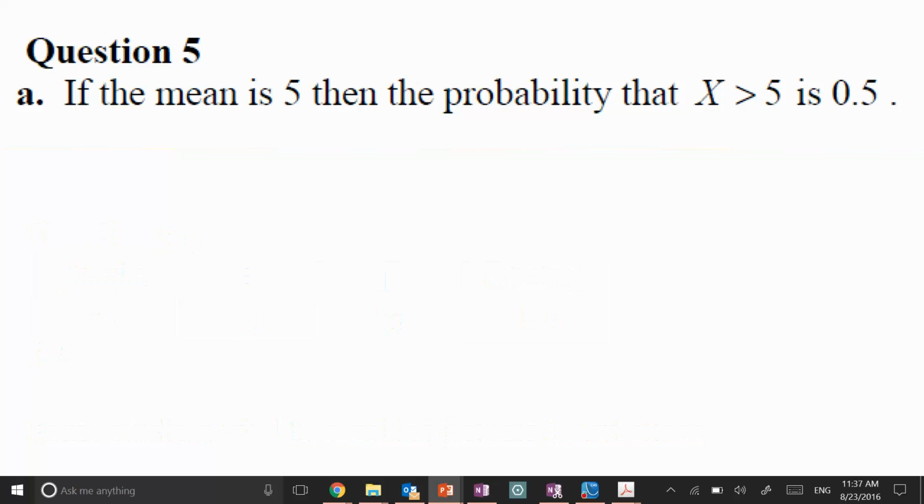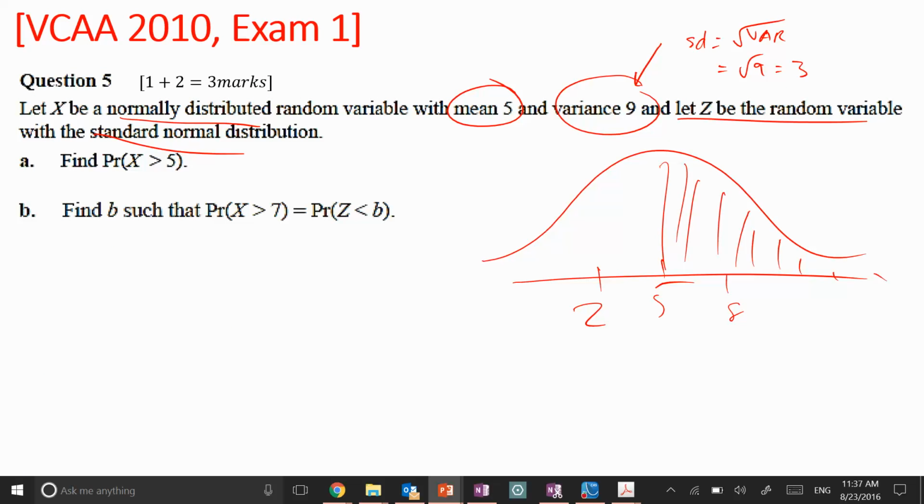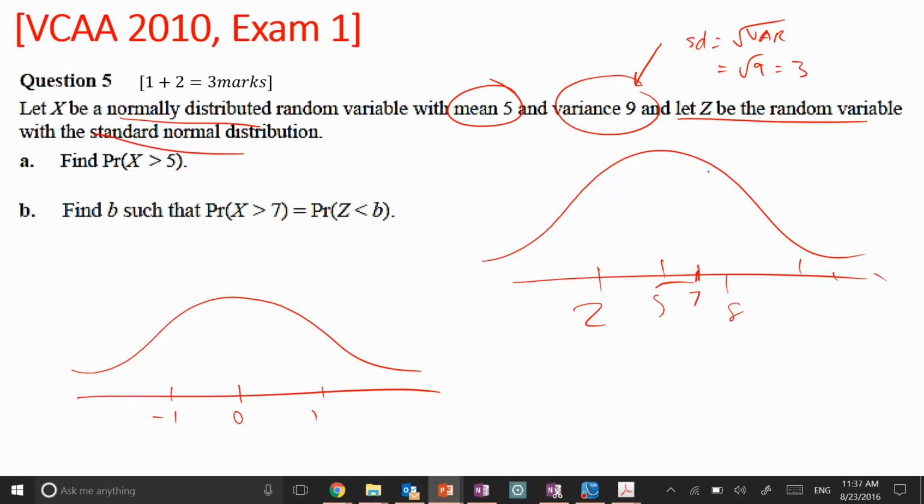Now, the second problem, which I'm more interested in: the probability of X greater than 7 is equal to the probability of Z less than B. The only confusing part is one says greater than and one says less than. But if you draw the problem, for a Z distribution I know the mean's 0, standard deviation's 1, and that's -1 there. They're just asking, 7 is somewhere here. Greater than 7 is this area. I'm going to call that area T.